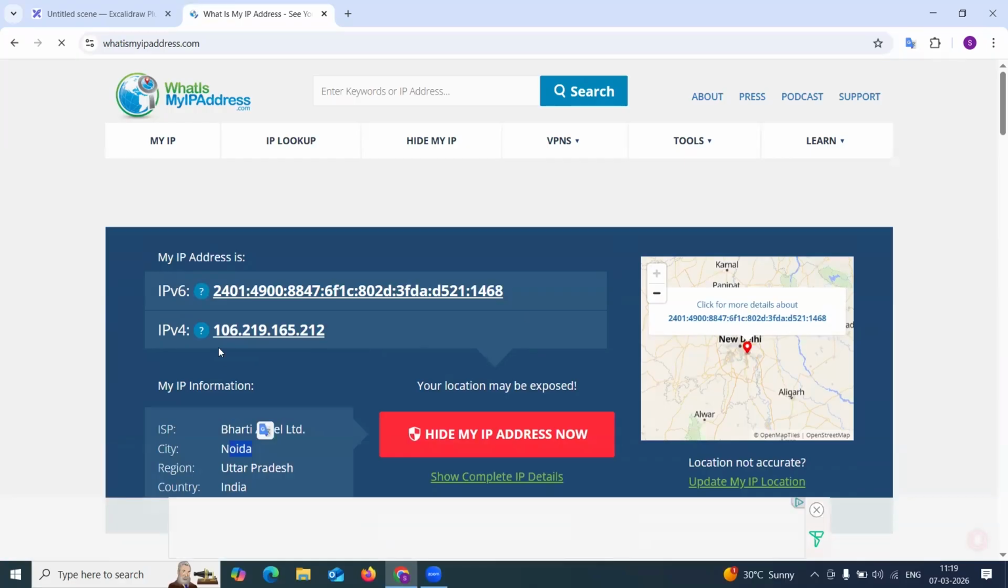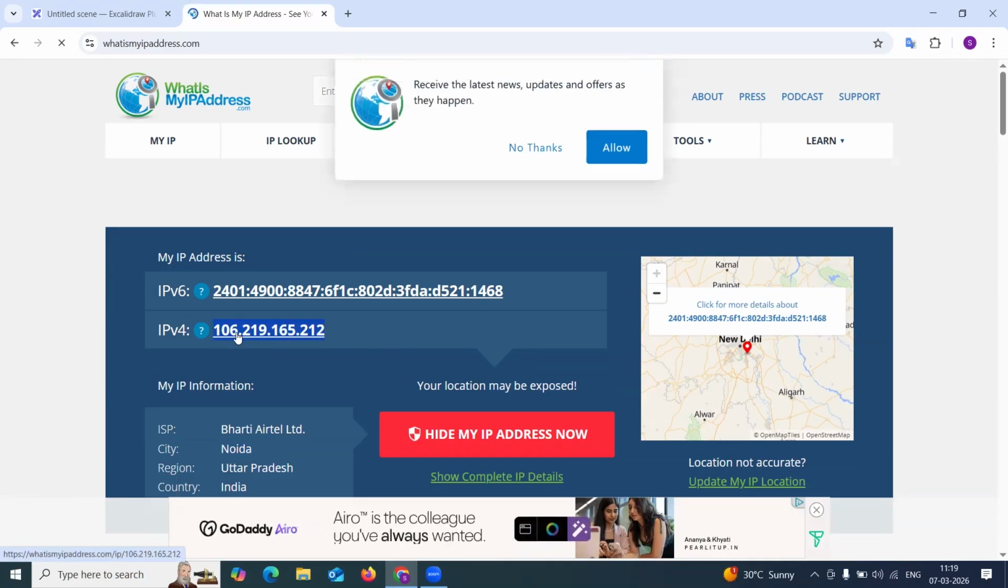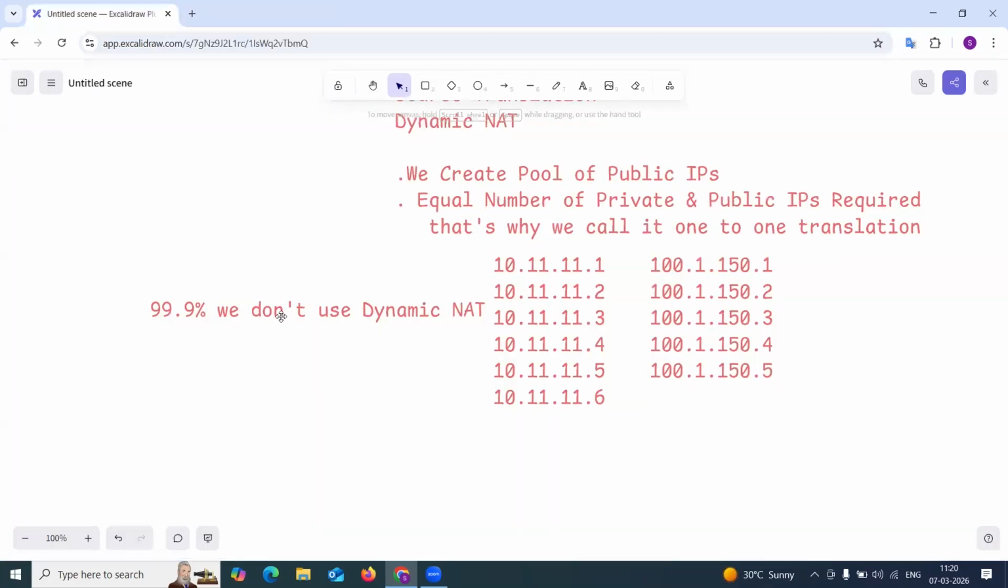So I can see what's my public IP for today's internet access. And this is not constant. It will keep changing. It does not remain constant. That's why we call it a dynamic public IP. Okay, so router is automatically getting this public IP and router does a translation. This is what it does in the backend. So this is our dynamic NAT.